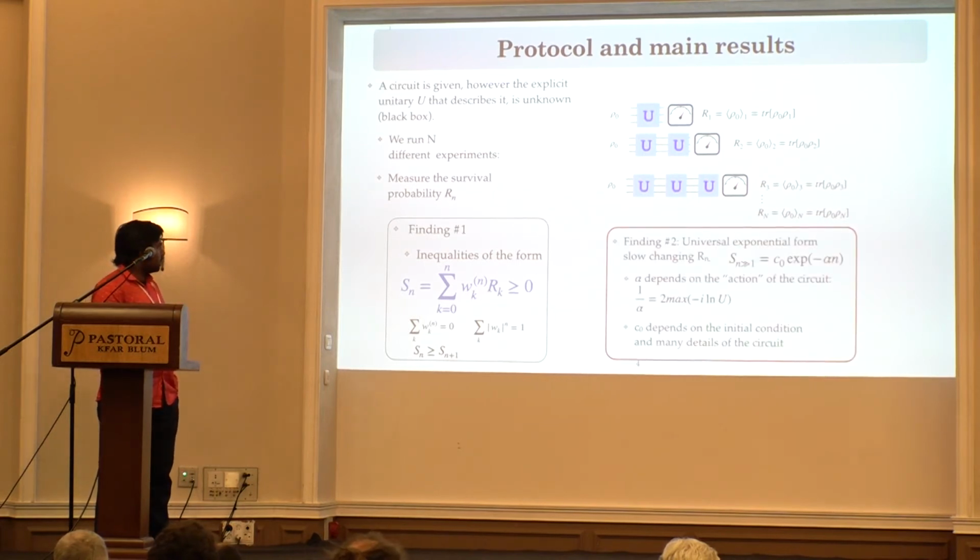As I mentioned, our original goal was to find this kind of generalized inequality, but we have also found that if we take large n for the slowly changing Rn, we get this kind of exponential scaling. Here alpha depends on the parameters of your circuit, that is, on U, and C0 depends on the initial conditions. Please remember these two results, because I will mostly talk about them in my presentation.